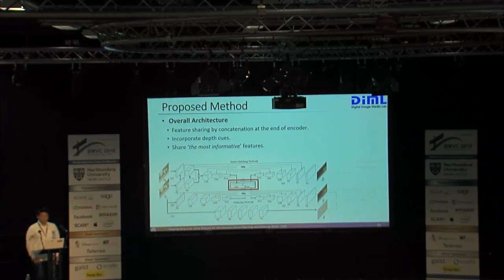Our overall architecture has feature sharing by concatenation at the end of each encoder of the stereo matching and transmission networks. By feature sharing, depth cues from the 2 tasks are incorporated into each other. We chose the location of feature fusion in a way that the 2 networks can share the most informative features.